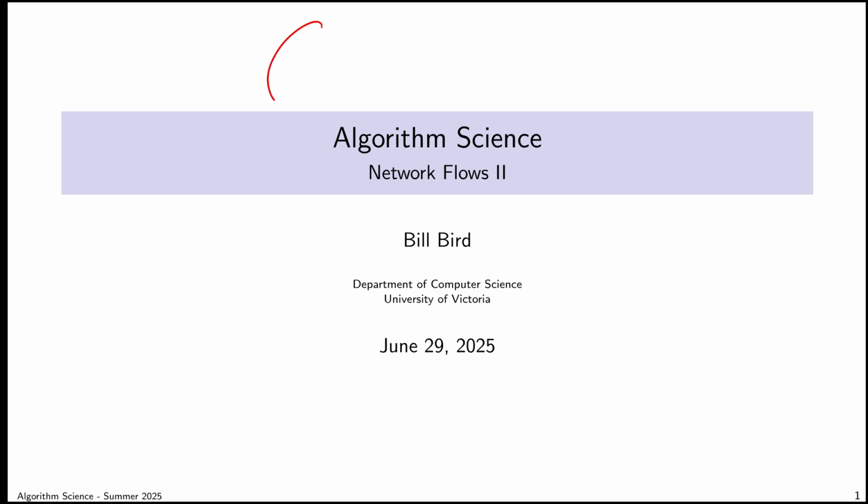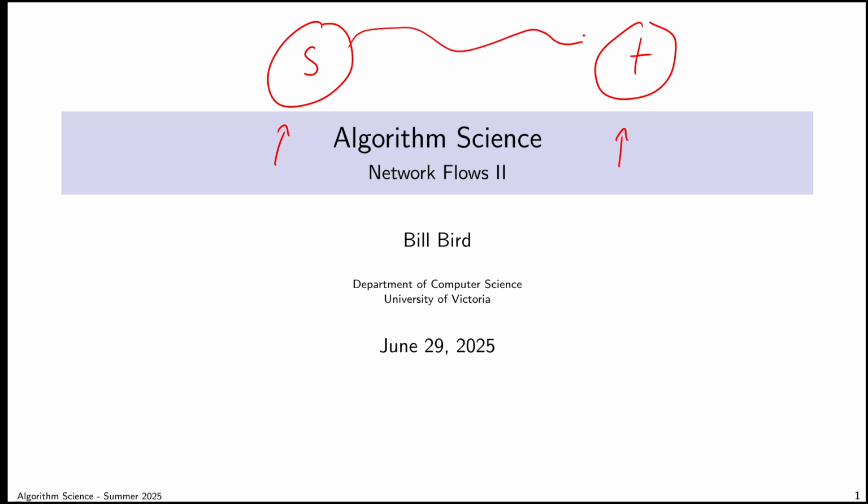Last time we introduced the concept of a maximum flow problem, which works with a special type of directed graph called a flow network. Every flow network contains a source vertex S and a sink vertex T. And the goal of a maximum flow problem is to route as much flow as possible from the source vertex S to the sink vertex T while respecting various constraints.